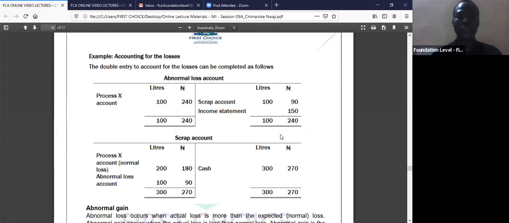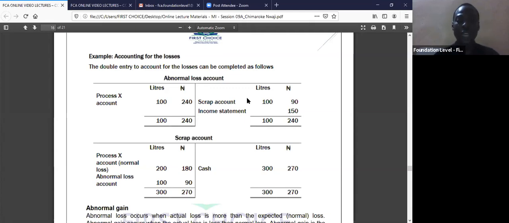We now saw the double entry where from the process account, we debit the abnormal loss account, and now we are removing it to take it to a scrap account. And so how do we do it for a scrap account? We'll charge this amount from the process account with the cost of the good output, which is 240.